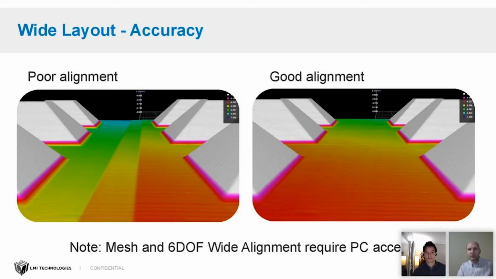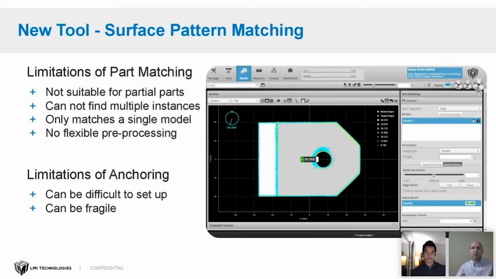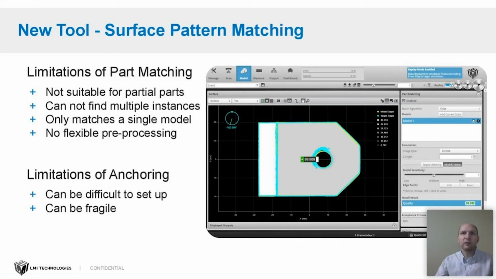That's good to know. Okay, so I'll move on to the biggest new tool that we're introducing. It's called the Surface Pattern Matching tool. This tool is really replacing what we had so far in the model page. You may be familiar with the functionality that we have in the model page currently. It allows you to define a model based on edges of your part. So you can add a current scan where it detects the edges and performs matching based on that.